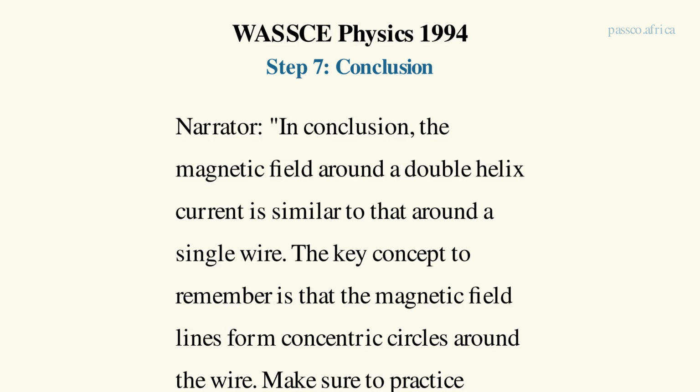Pro tip: always use the formula B equals mu I over 2 pi r to calculate the magnetic field strength. With practice and dedication, you will master this topic and excel in your WASSCE Physics exam.